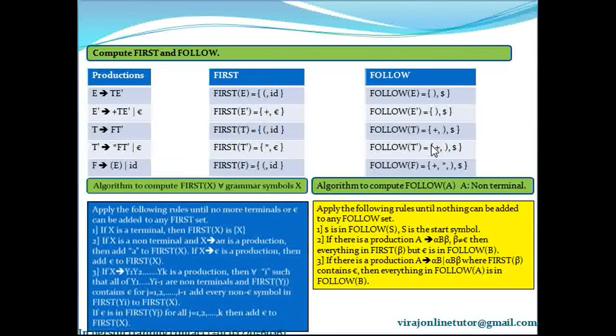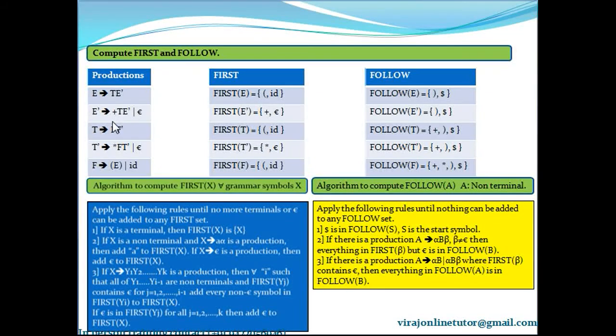Follow never ever contains epsilon. That's why when the second rule says first of E dash, you place it in follow of T. First of E dash actually contains plus and epsilon, but I only place plus in follow of T and I don't place epsilon. Okay. So alpha B beta, so first of E dash goes in follow of T.